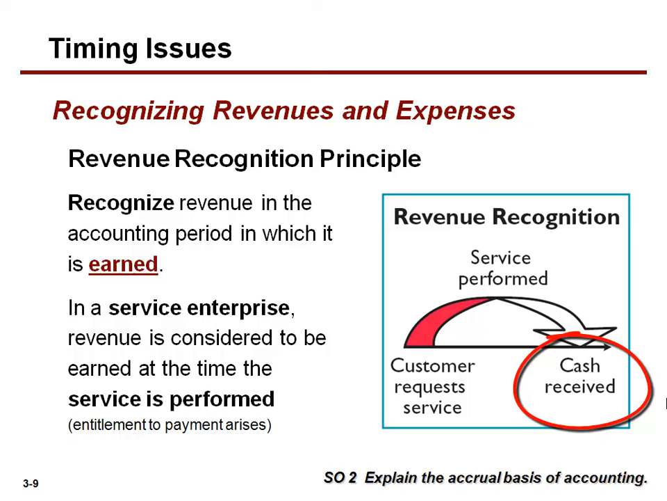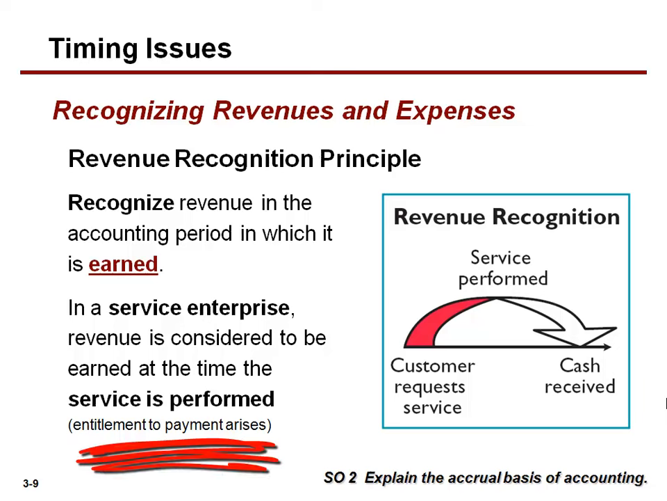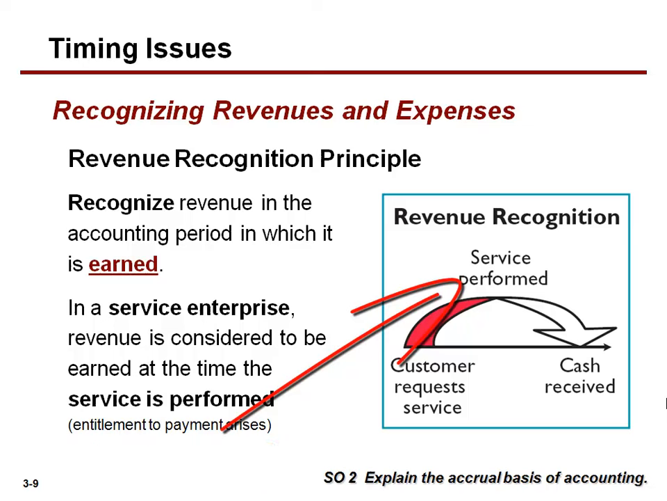Credit sales are very common in our economy, meaning cash is not exchanged at the time the service is performed, but later. So the entitlement to receive that payment later arises, though, when service is performed. That's the point that revenues are booked or recognized in our accounts.